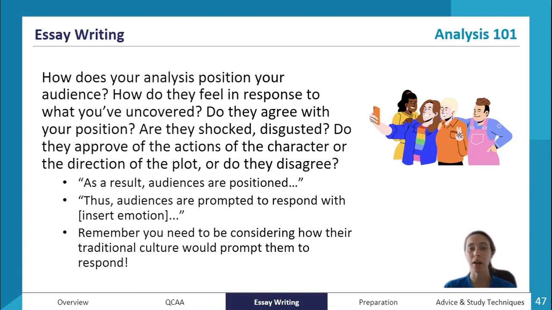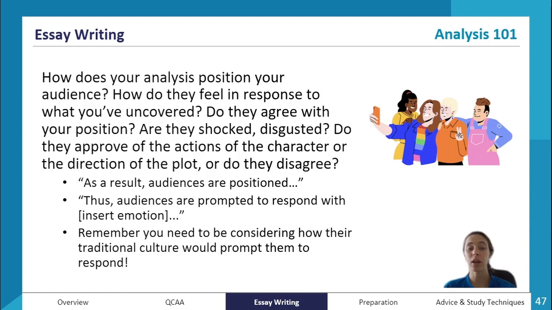So some key terms, phrases that you can be using to make sure you're integrating your audience positioning are things like this. As a result, audiences are positioned. So you will have done your analysis and now you're drawing those conclusions about how the audience would respond or feel. Thus, audiences are prompted to respond with, and then provide the emotion that they are responding with.